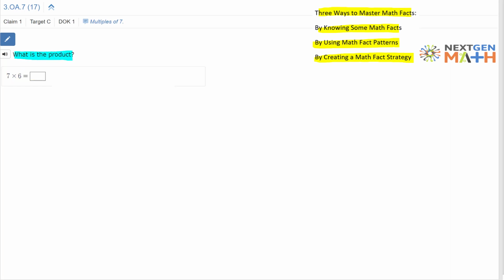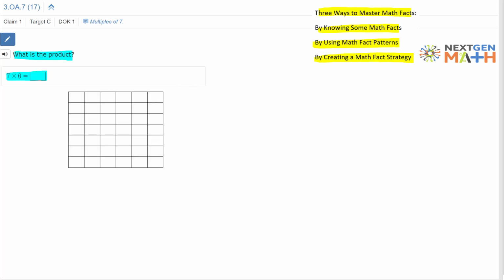What is the product? 7 times 6. What's displayed here is an array. The array has 7 rows with 6 columns. This is going to be 7 times 6, or 7 rows times 6 columns. Well, if we don't know what 7 times 6 is, let's focus on what we do know. Let's focus on 7. And what's another way we can write 7?